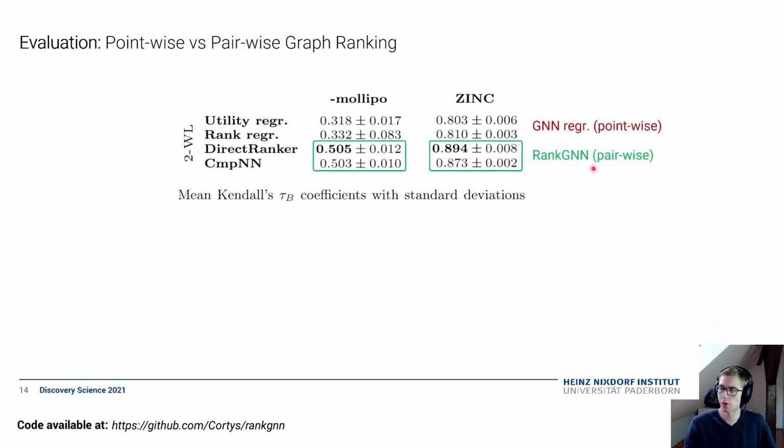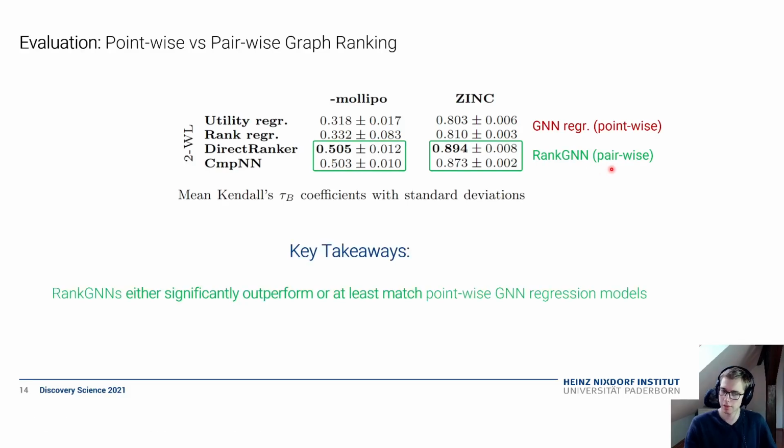The key takeaway from our experiments is that the pairwise RankGNN models either significantly outperform or, in the worst case, at least match the performance of the pointwise ranking models. Therefore, our experiments indicate that RankGNN models are a good choice to solve graph ranking problems.